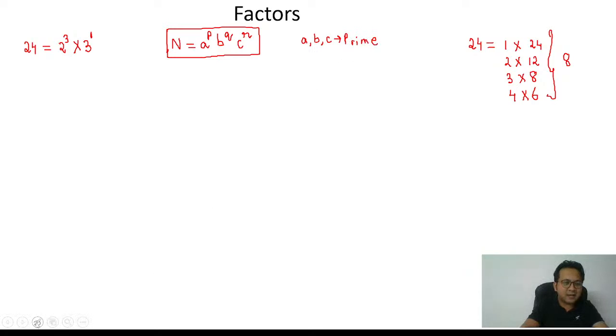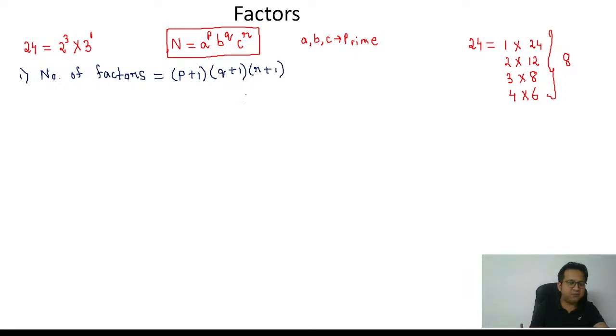What are the questions that can be asked? I'm not going to solve sums today, I'm only going to revise. The first thing that they can ask you is the number of factors. Number of factors is given by the formula: power plus 1 into power plus 1. So p plus 1 into q plus 1 into r plus 1. That's the first formula.